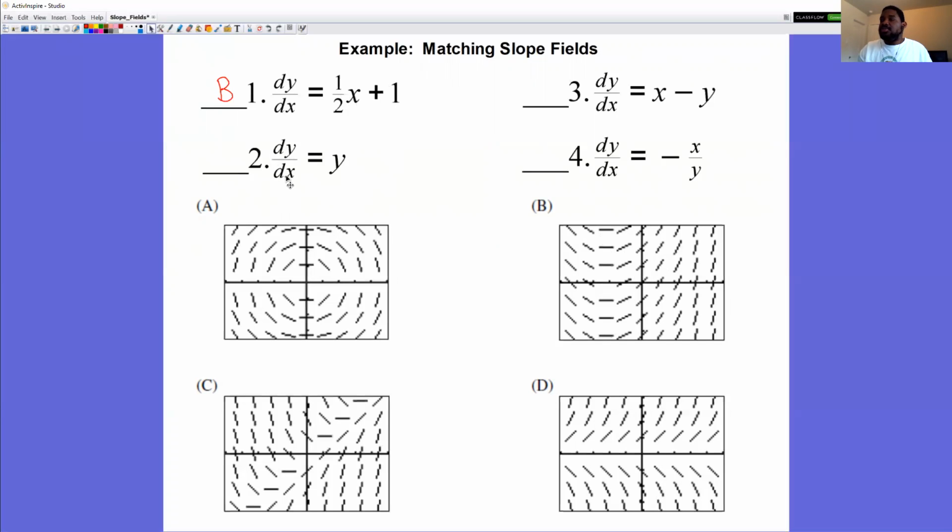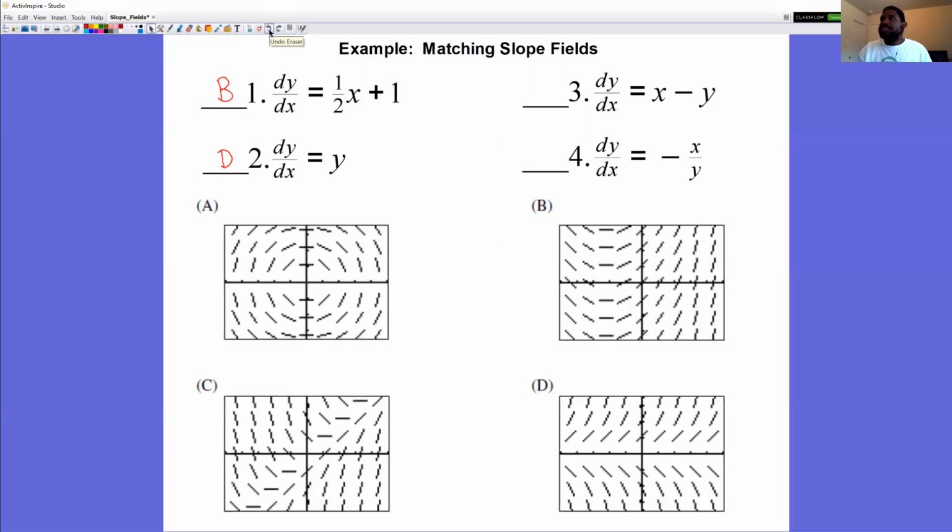The slope field that goes with the second differential equation, dy/dx equals y, is D. And so again, this is based off y alone. So if you just plug in some y values, you can figure out the slopes. It's kind of difficult to see for x equals 0, but those are some line segments there. So whenever y is 0, you get a slope of 0. When y is 1, you get a positive slope of 1. When y is -1, you get a slope of -1.